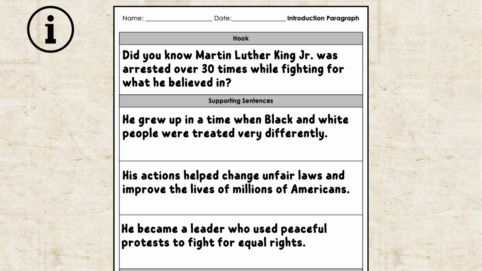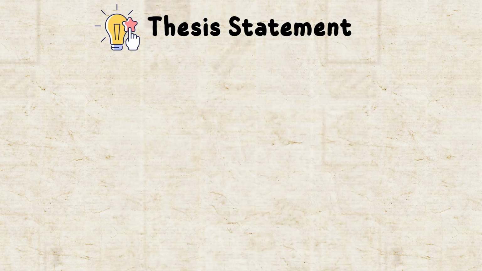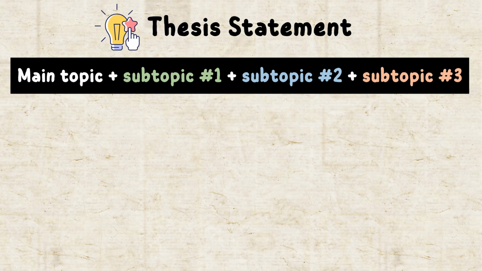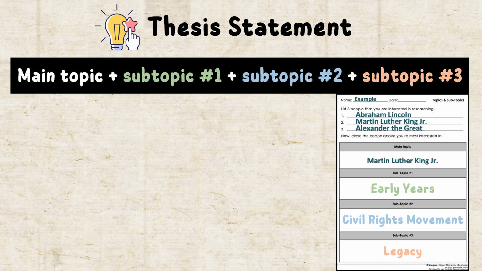Now is a good time to read my hook sentence and the background information together to make sure they flow together naturally. Now let's write the thesis statement. Your thesis is a sentence that tells your readers a summary of all 3 body paragraphs. Here's a formula that I use to create this thesis. With my topics and subtopics paper out, I'll show you how I use this formula.